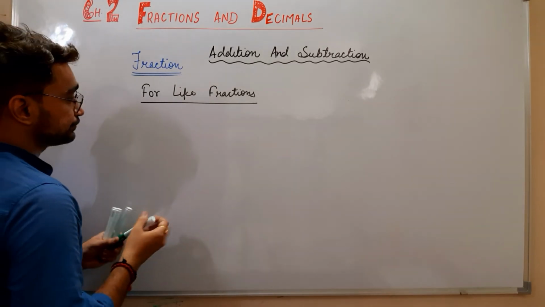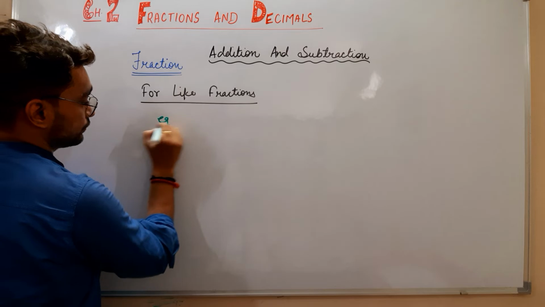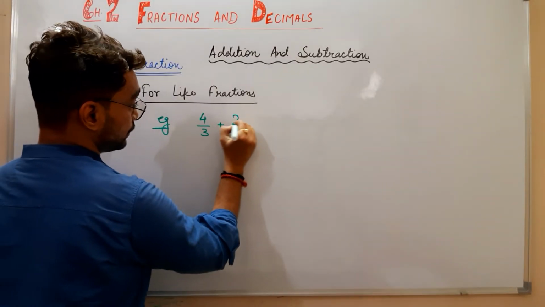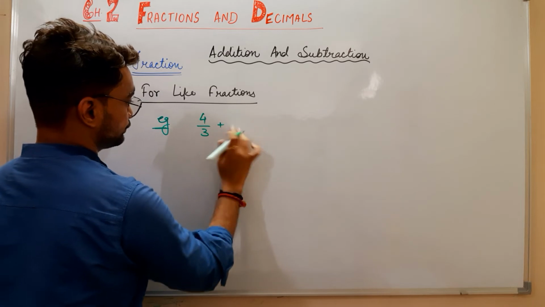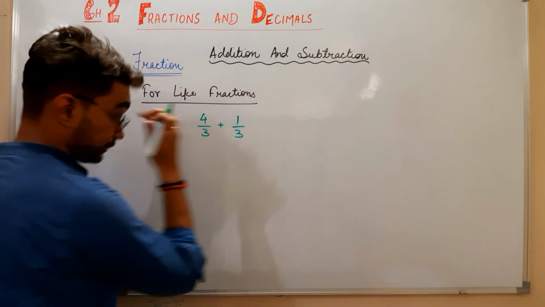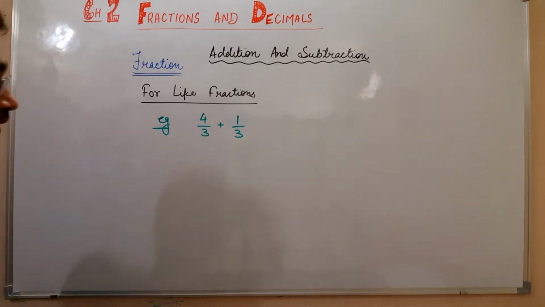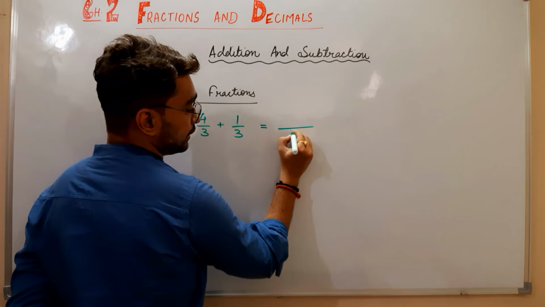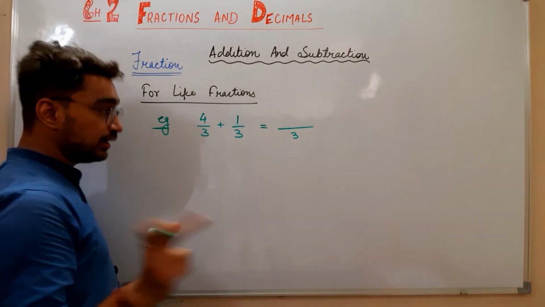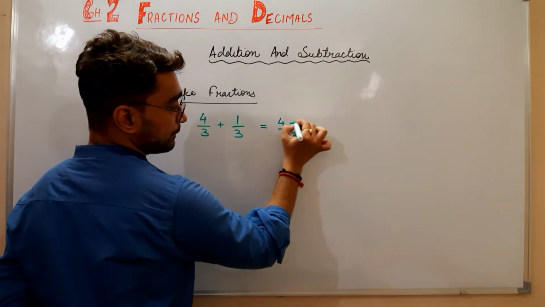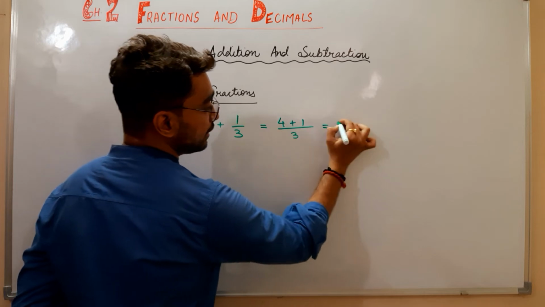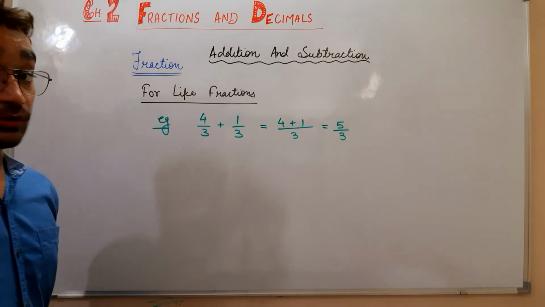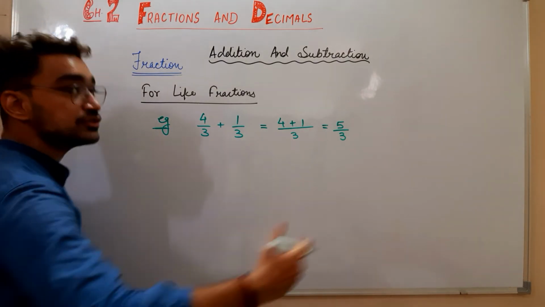Example, 4 by 3 plus 1 by 3. If they both are like fractions, then you can easily do that. The denominator will be counted one time and it will be 4 plus 1, that is 5 by 3. These are all basic things you have studied in your grade 6 also. That is why I am going in a faster way.